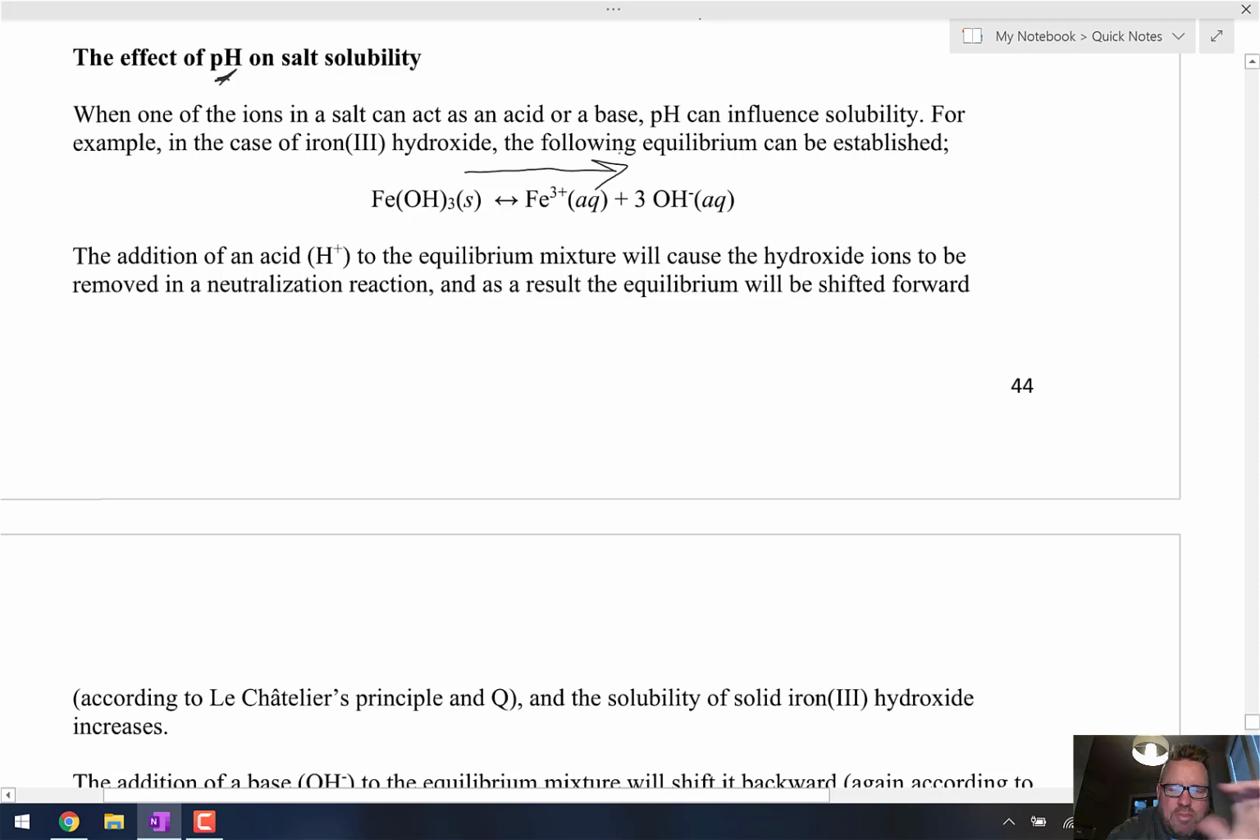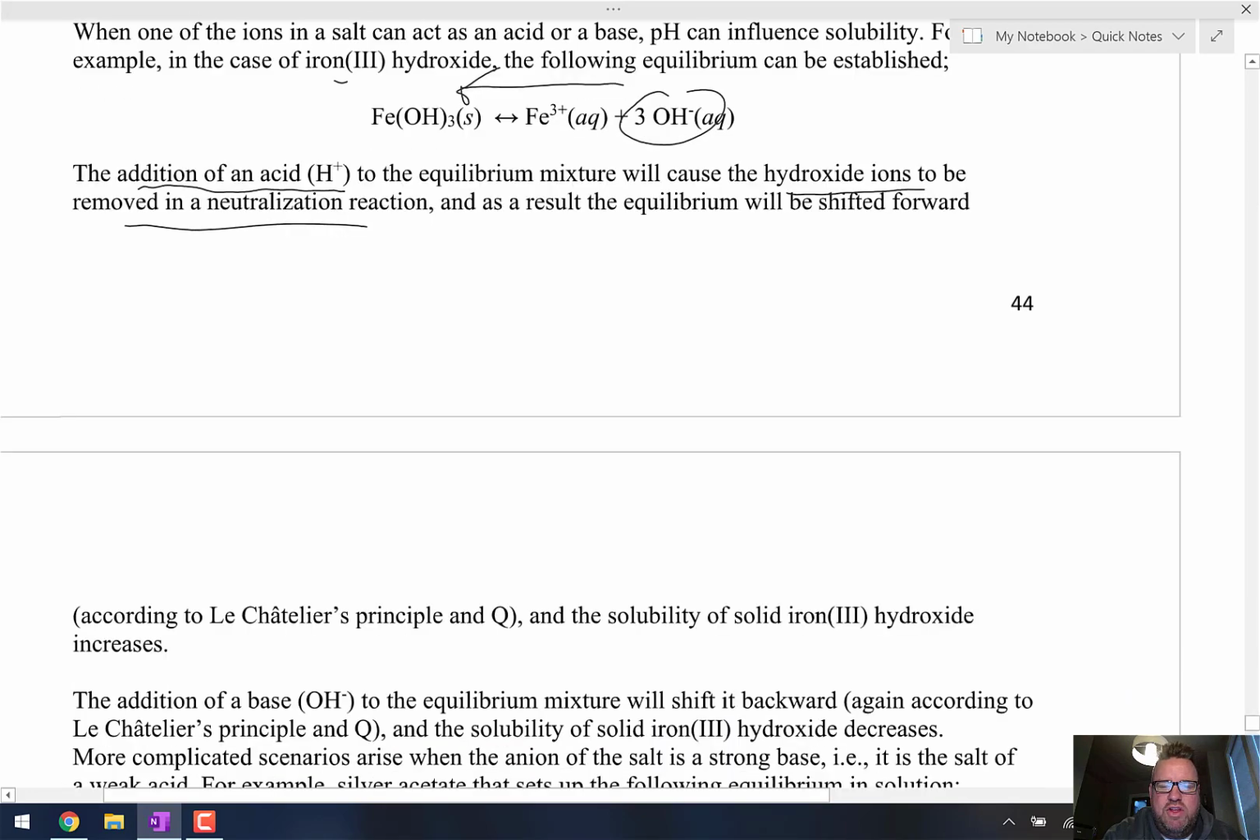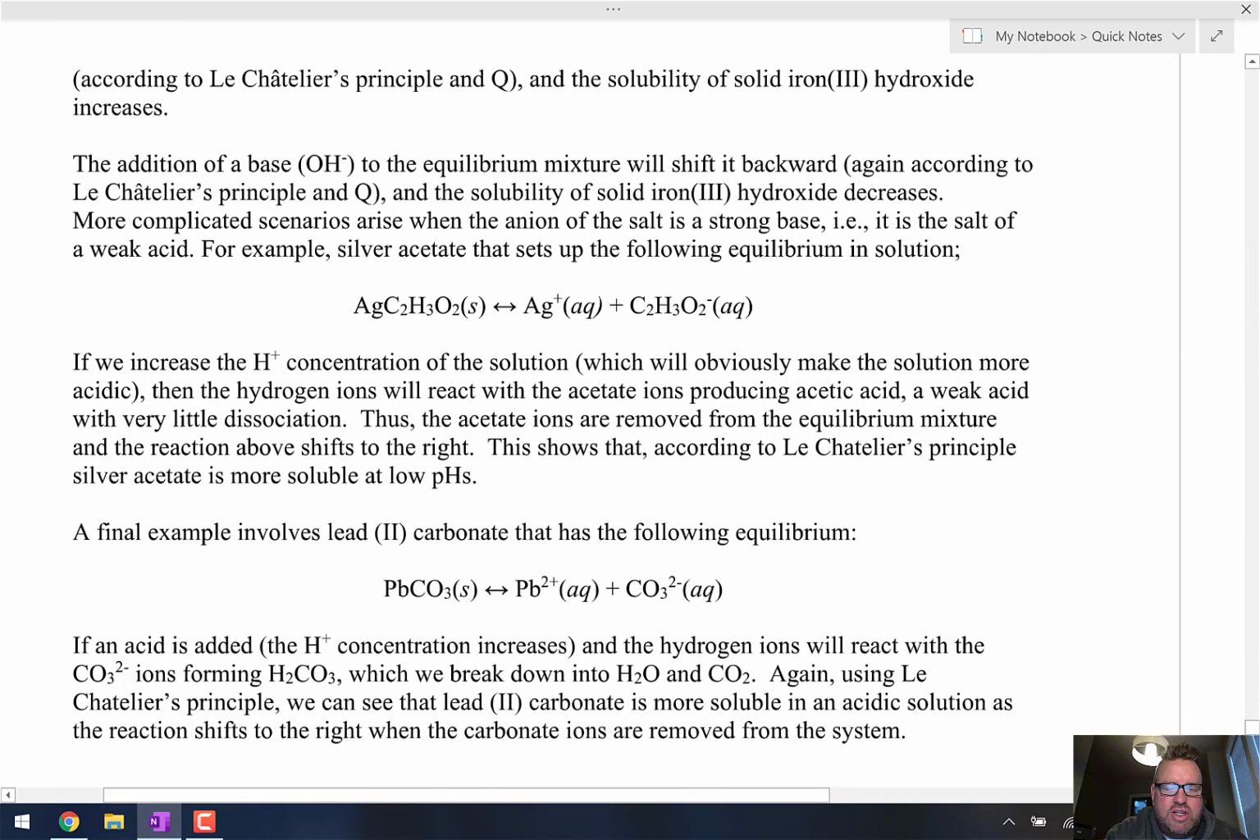Okay? So, if they give you a problem where they say a solution is added with a pH of 4 or a pH of 8, just think of that as they're either adding hydroxide ions or hydrogen ions. In this case, the addition of an acid will cause the hydroxide ions to be removed, and that will cause a shift to the right, which makes Fe(OH)3 more soluble. So therefore, iron 3 hydroxide would be more soluble in an acidic solution than in a basic solution, because in a basic solution, you're adding more hydroxide ions. That's going to cause a shift to the left. Okay? Let's look at some more.